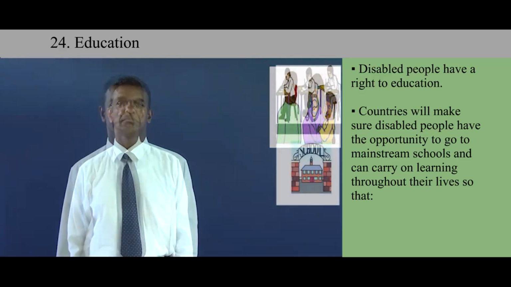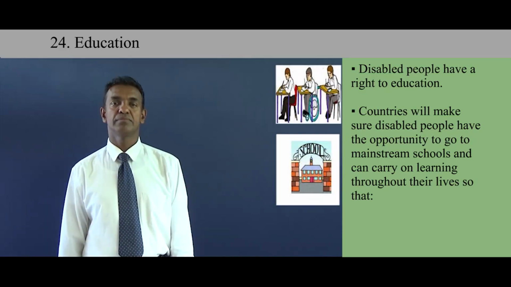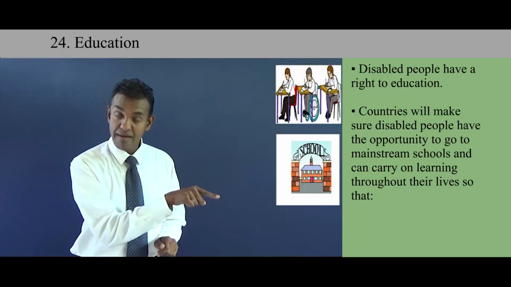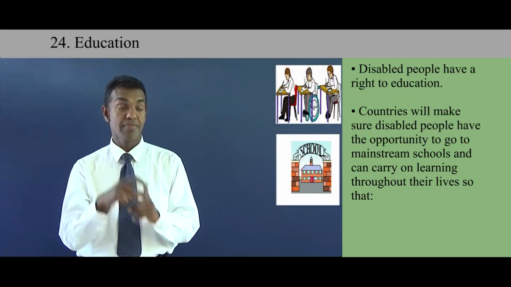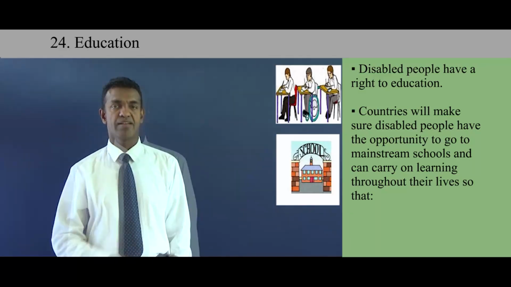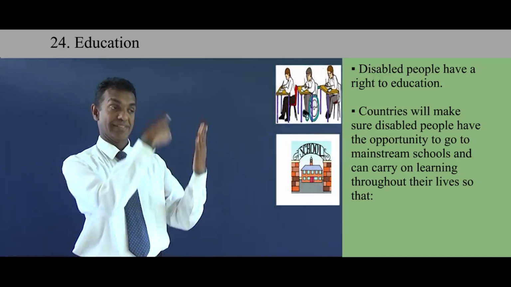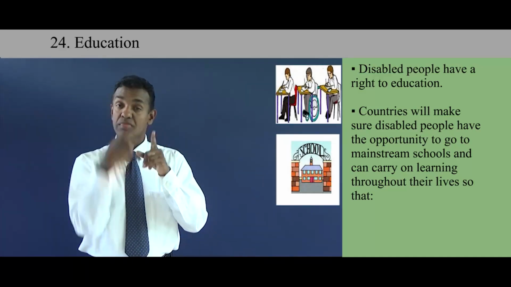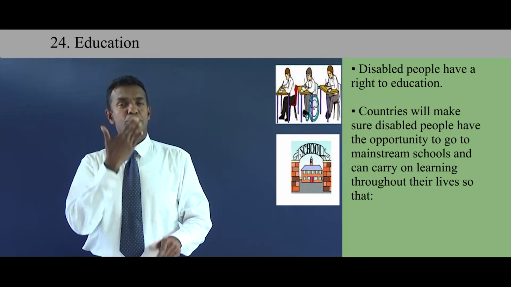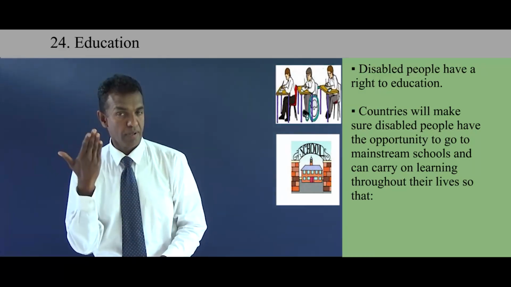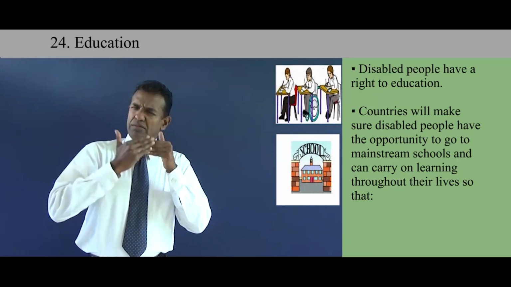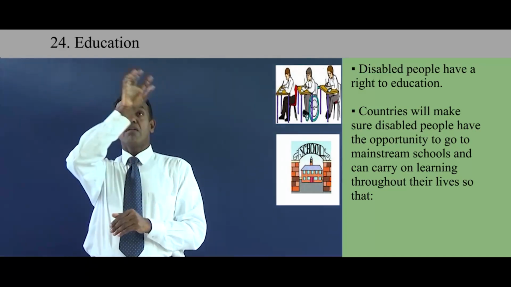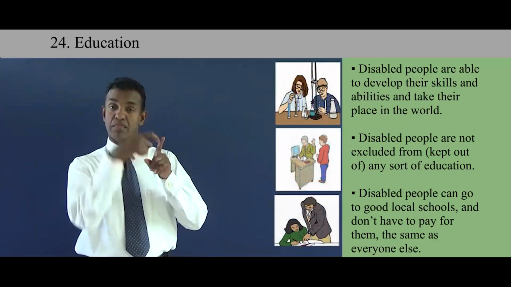Disabled people have a right to education. Countries will make sure disabled people have the opportunity to go to mainstream schools and can carry on learning throughout their lives, so that disabled people are able to develop their skills and abilities and take their place in the world.